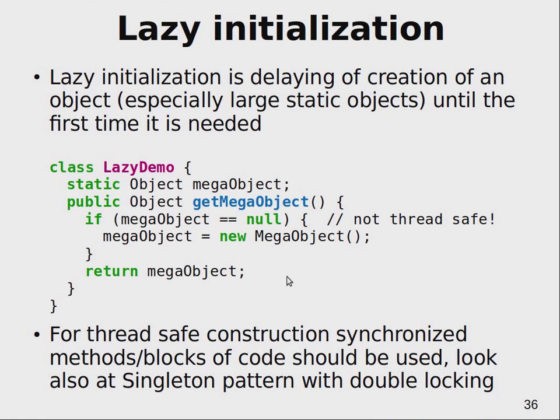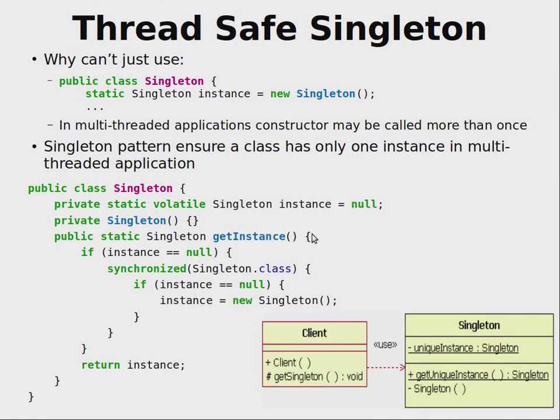And then you return. What is wrong with such lazy initialization? If your program runs in concurrent threads or processes, you may create more than one such object, and in many cases you don't need many objects. And then the singleton pattern comes in. What is a singleton? This means that you never create more than one single object inside your application.